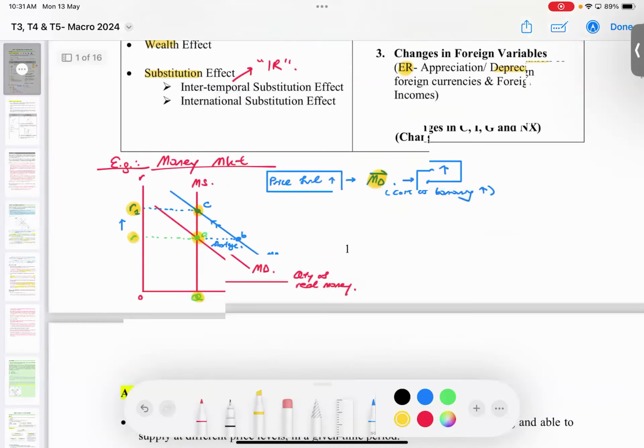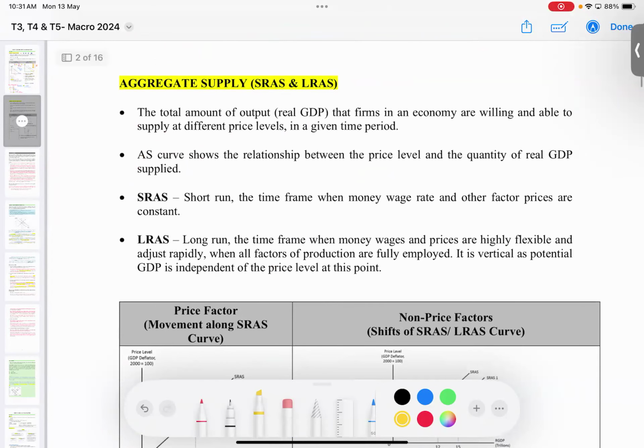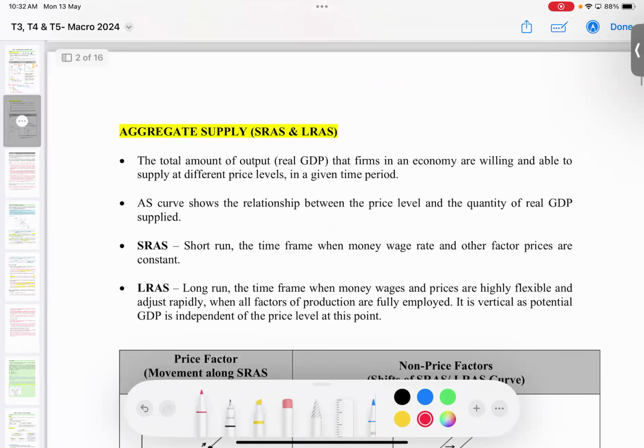Okay, now moving on to the next one, which is called aggregate supply. Same thing here. When we talk about the aggregate supply curve, we look into total supply in the economy, and it can be divided into short run and long run.